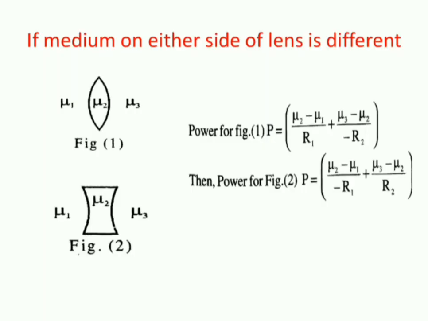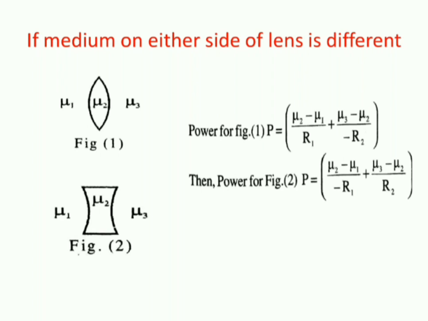Now here remember these 2 points. Generally we always are given medium on either side of the lens as same. But if medium on either side of the lens is different, say look at the first figure, on the left side of the lens refractive index is mu1, right side of the lens refractive index is mu2. The lens is made up of a material whose refractive index is mu3. So in such a case, how do we find the power?